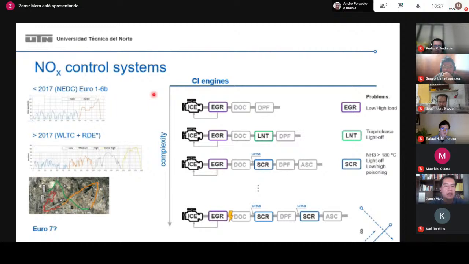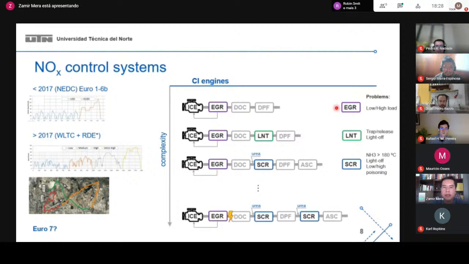Across the years, the regulations have changed, and as an example, we have the aftertreatments for CI engines, and we see that the complexity of the aftertreatments is increasing across the years. As we know, all the vehicles have to comply with the same emission level in grams per kilometer, but the rules for type approval have changed the driving cycle, and now the vehicles have to pass the real driving emission tests.